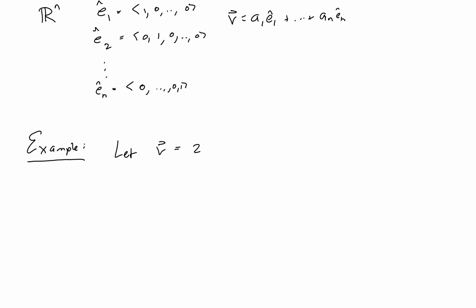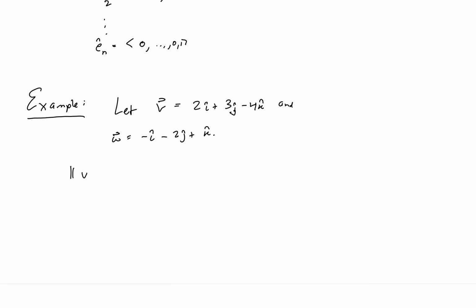Let v be the vector 2i plus 3j minus 4k, and w to be the vector minus i minus 2j plus k. So a couple computations we can do. The length of the vector v is, again, we can think of this as the distance from the origin to the point (2, 3, minus 4). So this is going to be the square root of 2 squared plus 3 squared plus minus 4 squared. So this is square root of 29.